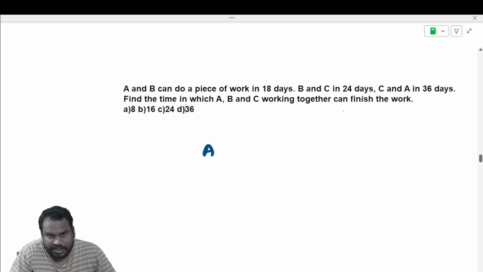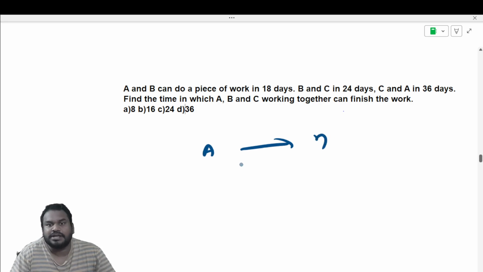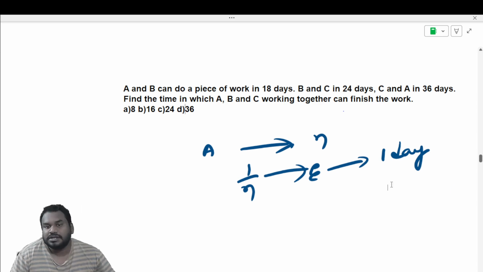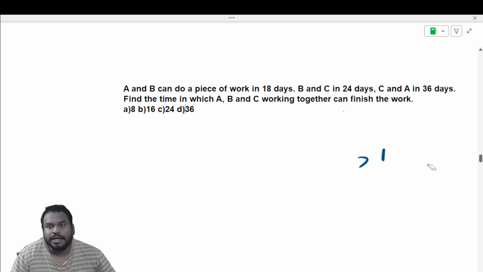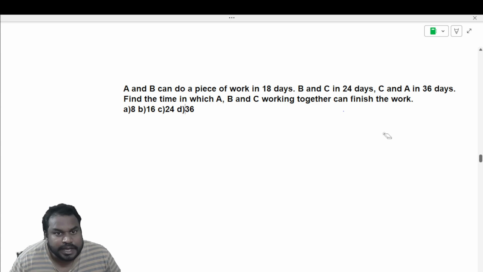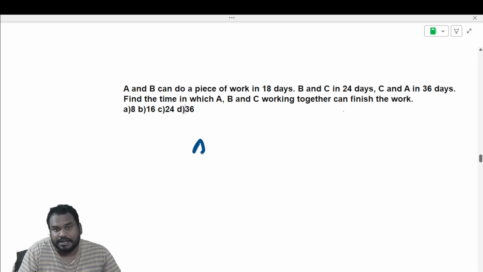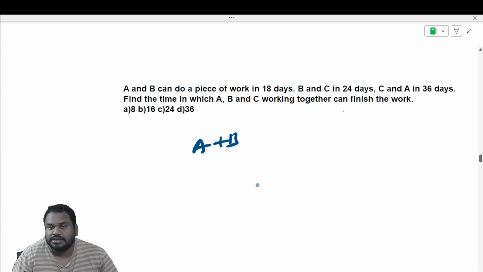So if A can do a piece of work in n days, then his efficiency is 1 by n. It means efficiency is nothing but the work he can do in one day. The amount of work he can do in one day is 1 by n, or efficiency you can say. So now coming to this question, A and B can do a piece of work in 18 days.